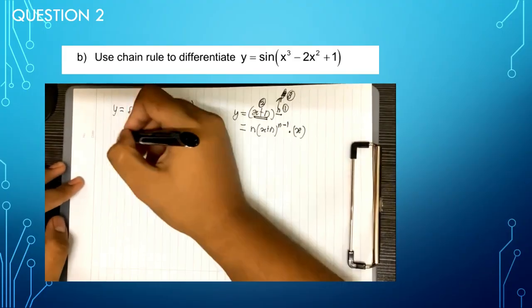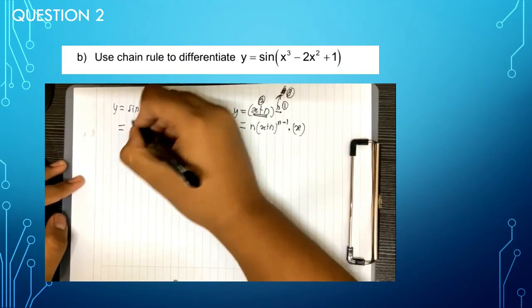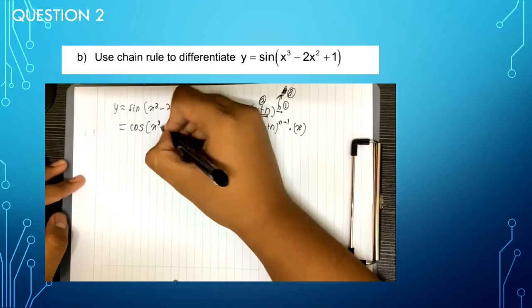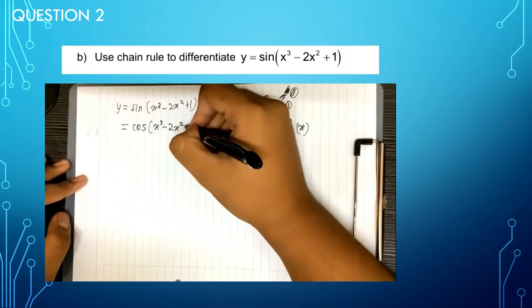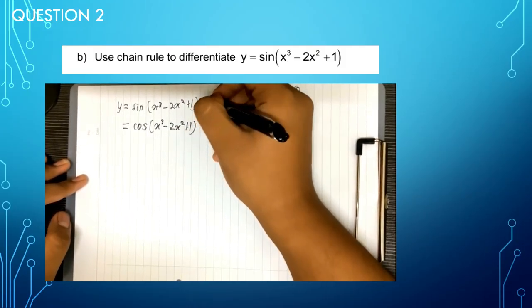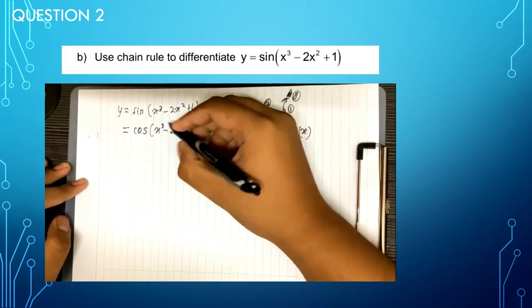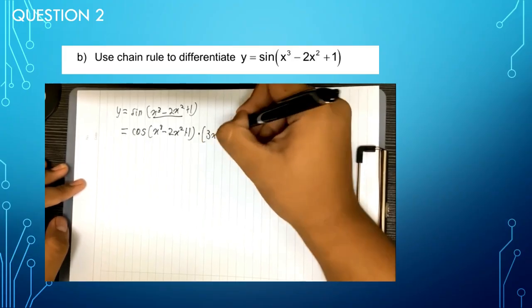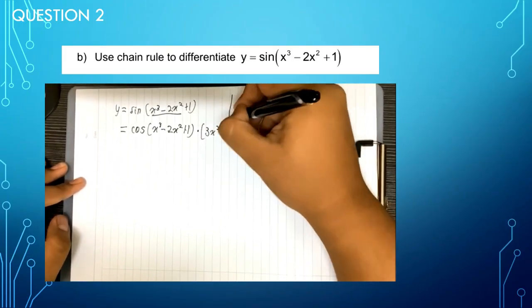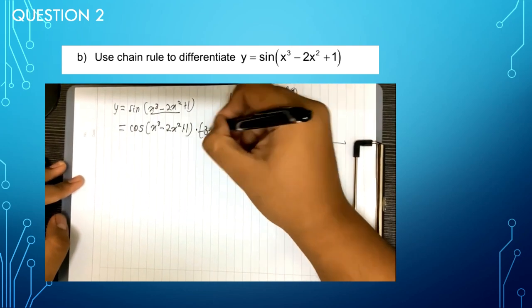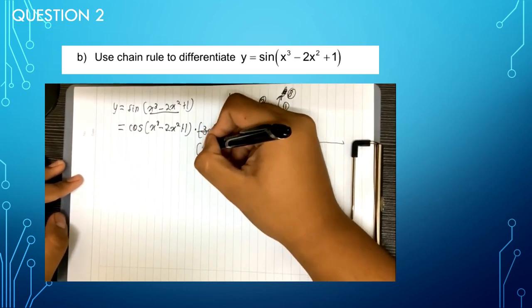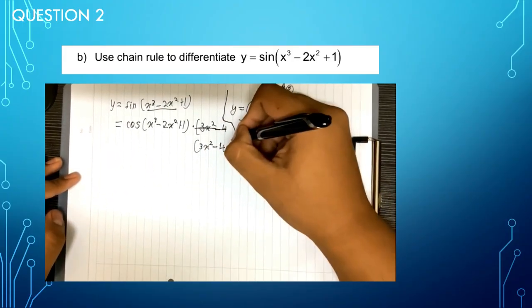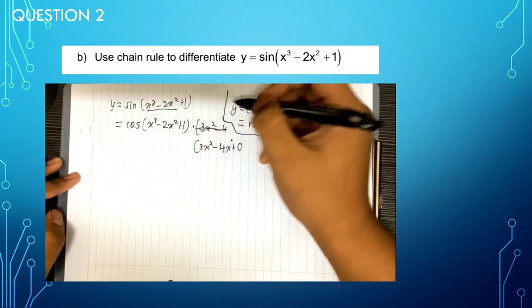Okay, so let's begin the question. First of all, you need to change sine to cos, and then you copy again x to the power of 3 minus 2x to the power of 2 plus 1, and you can see there is no power, so you just differentiate the inside. You get 3x to the power of 2 minus 4. I will do this. We bring this down: 3x to the power of 2, then minus 4x and plus 0. How do you get 0? Because there is no power.